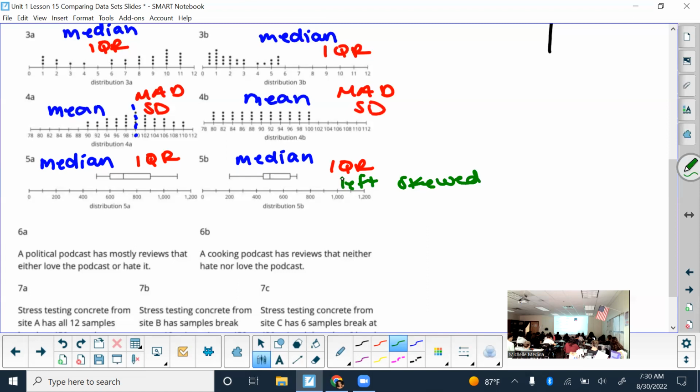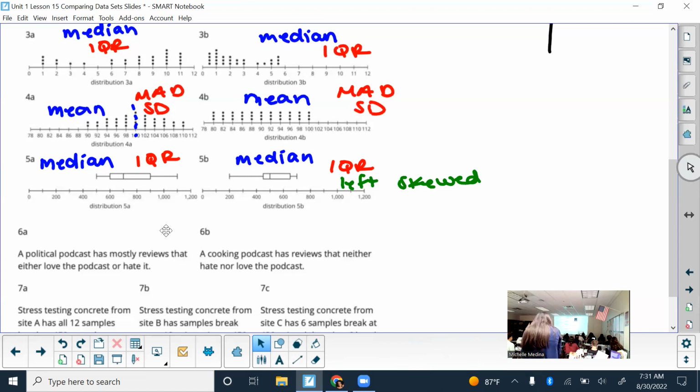All right, now the descriptions. Let me just make sure that we're right so far. I have the key here, but let's see. Yep, looks like we're doing good so far.